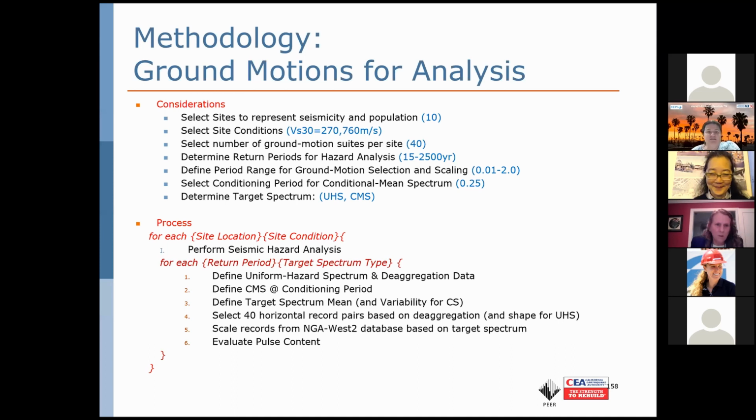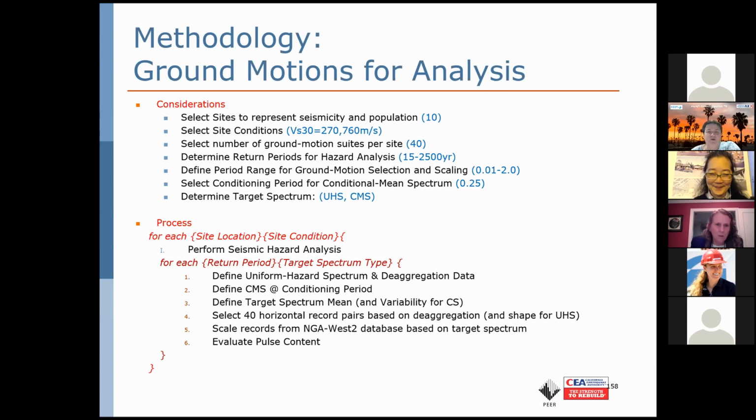For each site and site condition, we narrowed it down to only 40 ground motion suites per site. We wanted a good number that was sufficient to give us some good statistics, be able to meet both the mean and the variability in the ground motions, but we really didn't want to overwhelm the analysis group.